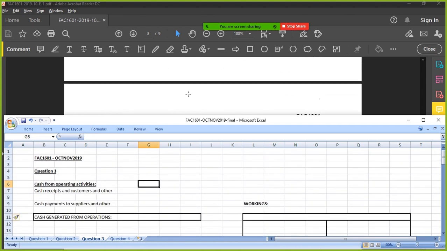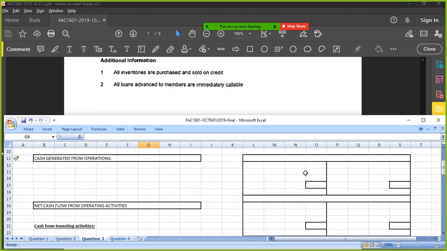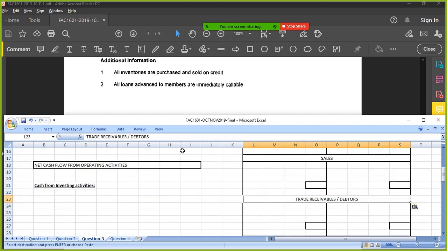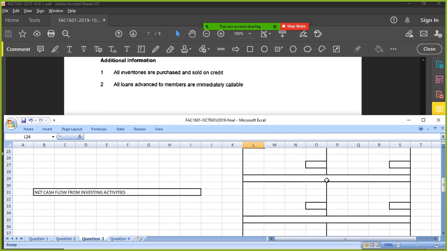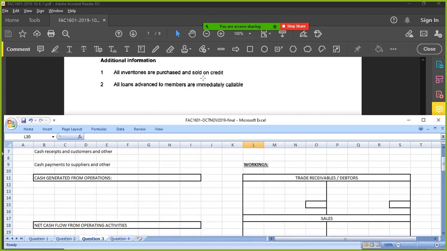Alright, with the direct method question, you're going to start with the additional information. All inventories are purchased and sold on credit. Okay, so bought and sold on credit means trade receivables, trade payables. Obviously receivables goes with sales. Payables goes with purchases. Okay, so I know I'm going to have to do that. Alright, so let's do it. All inventory are purchased and sold on credit.